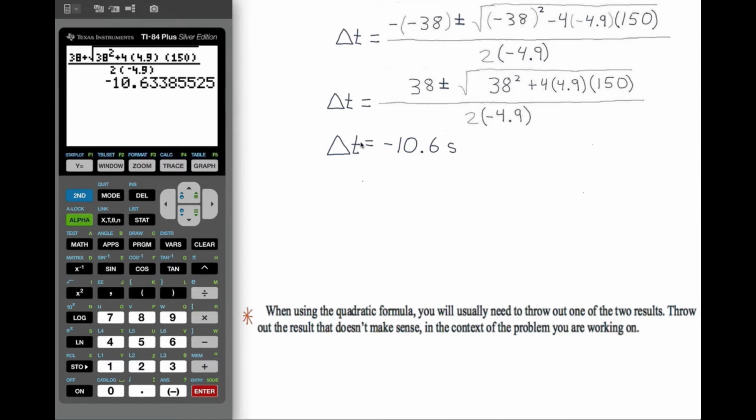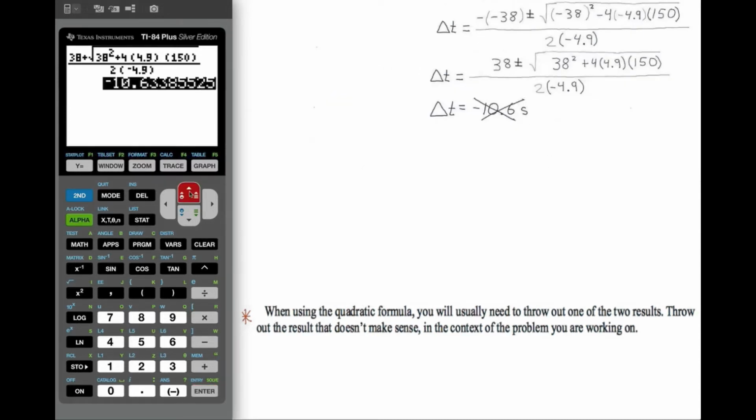Now, delta t stands for the time that elapses before the package hits the ground. Time elapsed can never be negative. So we need to throw out this result. That's okay, because we remember that this symbol can stand for either plus or minus. So we need to redo the calculation on the calculator, this time with a subtraction at this point.